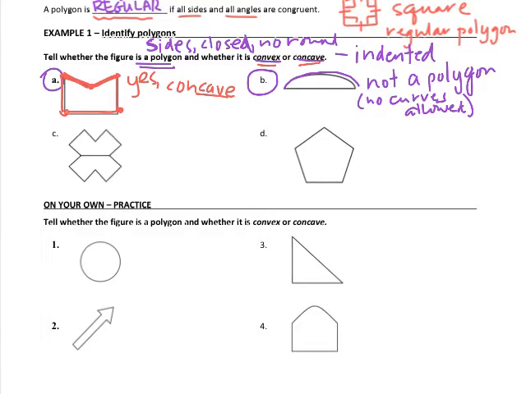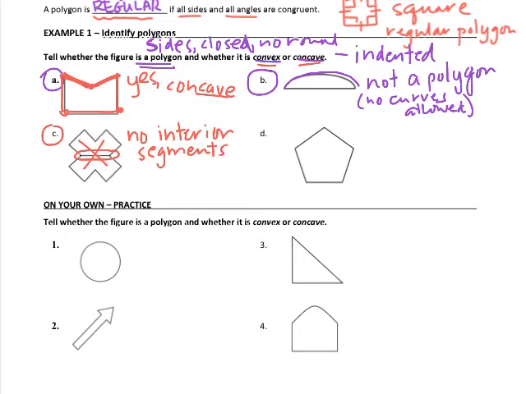And for part C, we have this shape. Now, this looks like a polygon. However, it has this segment which connects the two pieces. So this is not a polygon either. And the reason is because it cannot have any interior sides. No interior segments are allowed in a polygon.